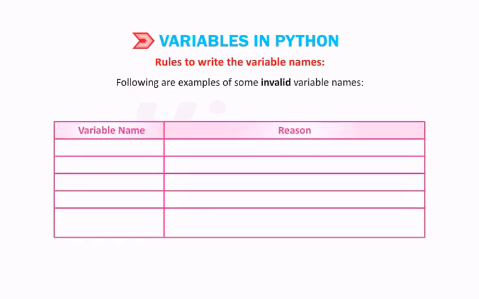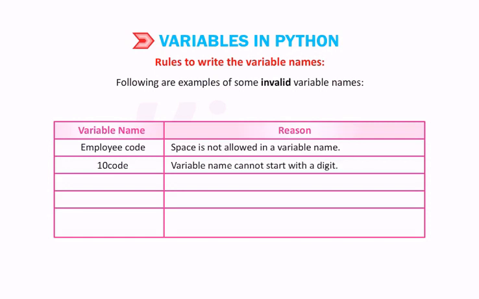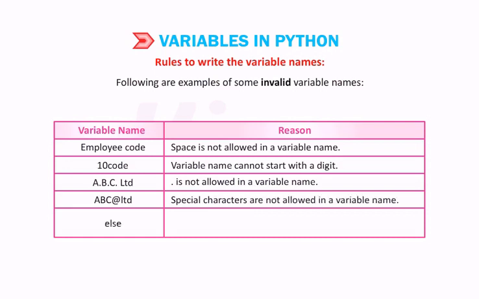Variable name, reason. Employee code: space is not allowed in a variable name. 10code: variable name cannot start with a digit. ABC.Limited: dot is not allowed in a variable name. ABC@Limited: special characters are not allowed in a variable name. else: else is a keyword in Python, so it cannot be used as a variable name.